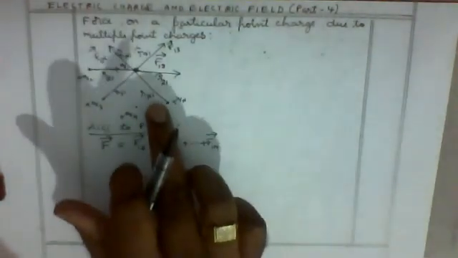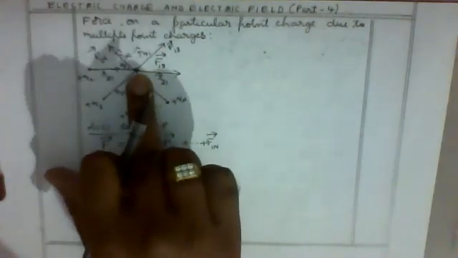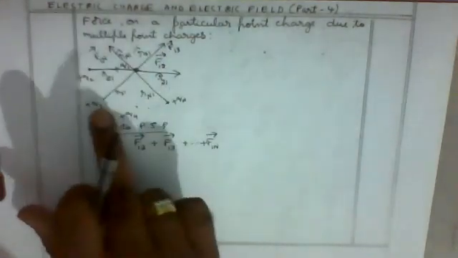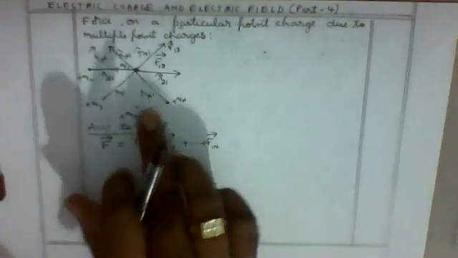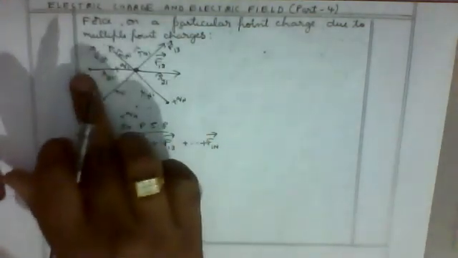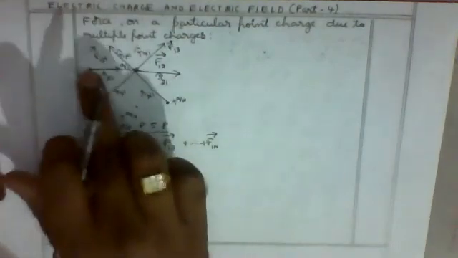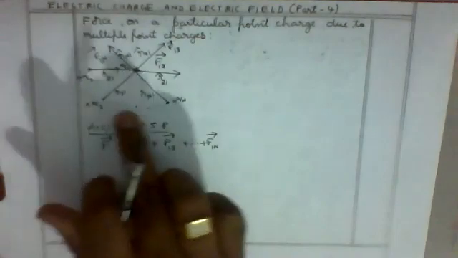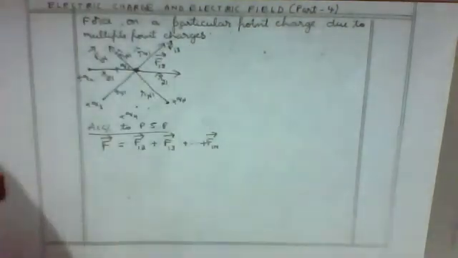While calculating one particular force, we just ignore the presence of other point charges. For example, to find the force acting on plus Q1 due to plus Q2, F12 vector, we have to consider only Q1 and Q2. The remaining point charges we just ignore. So to find F12 we have to use Coulomb's inverse square law in vector form.